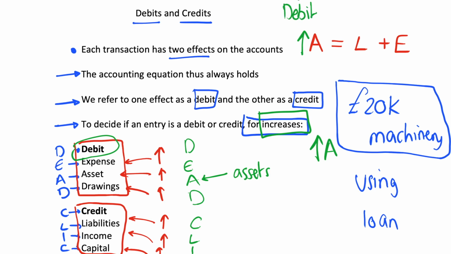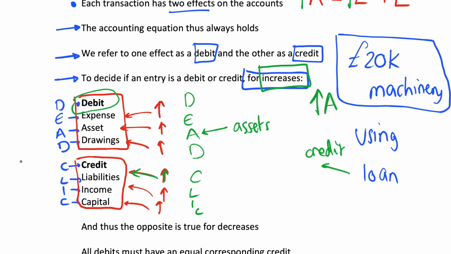And now we know that one has to be a debit and the other one has to be a credit for every transaction. So we know that this loan is actually going to be a credit. And this loan is actually an increase in our liabilities. So that is a credit. And would you look at that, if we look at liabilities in our CLIC section, liabilities is actually there, and an increase in liabilities is going to be a credit. So that also checks out with our little device to remember this.